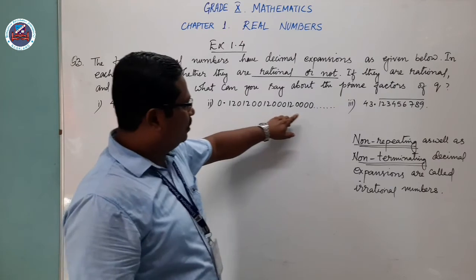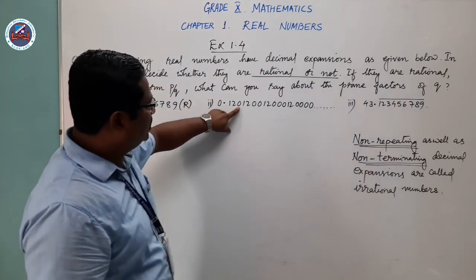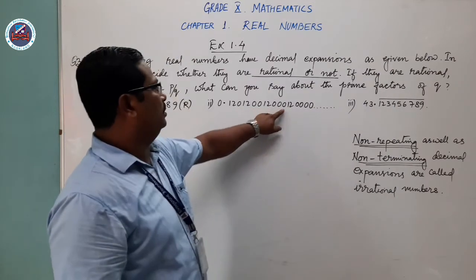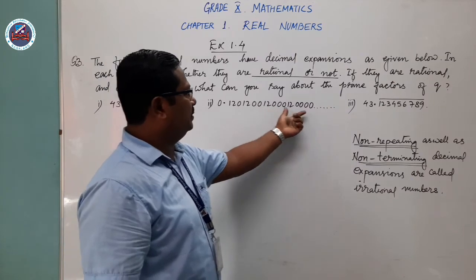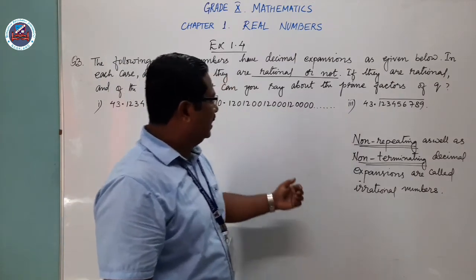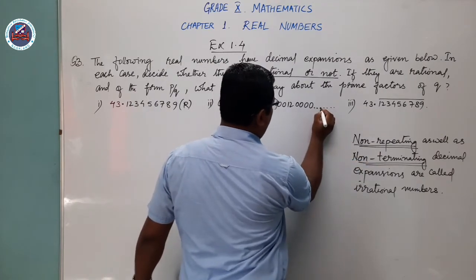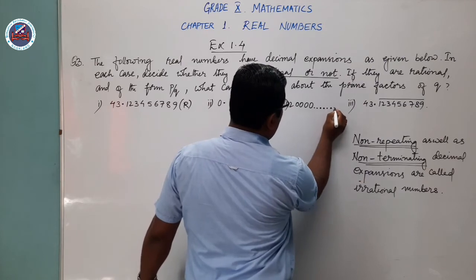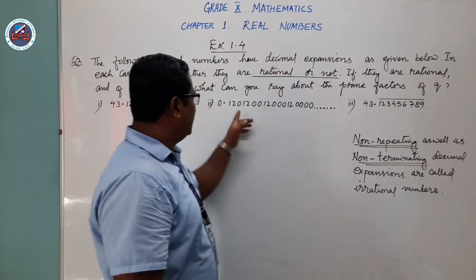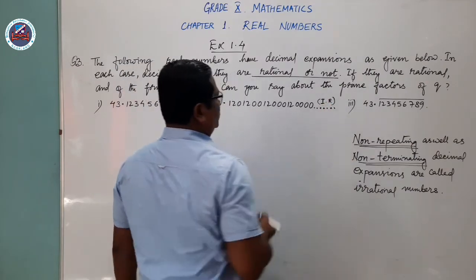It is non-repeating. How? Because after the decimal it is 120, 1200. Next is 12000. So they are not the same, all different. This is non-repeating, as well as non-terminating. You can see the dots given. Non-terminating means non-stop, it is going on. So it comes under irrational number.